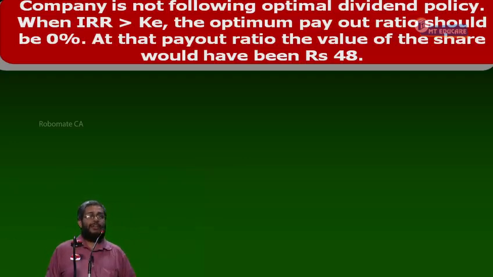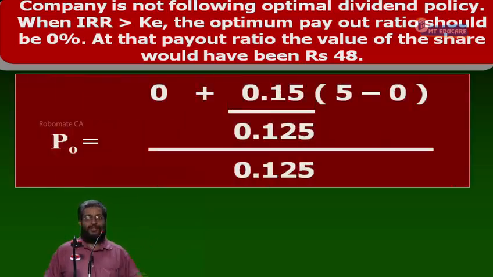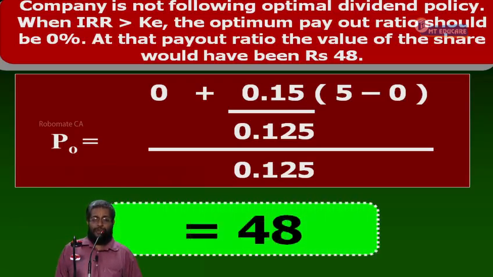Tell me how it will be 48 rupees. We should calculate now. Okay, write the number. P0 is equal to, what is dividend? 0 plus, I retain fully, so 0 plus 0.15 by 0.125 into 5 minus 0, divided by 0.125, is equal to 48.